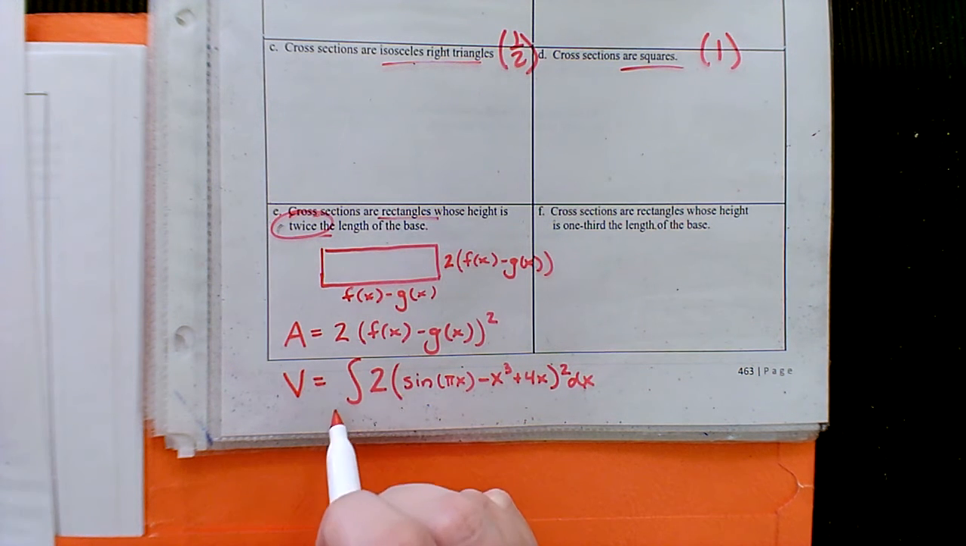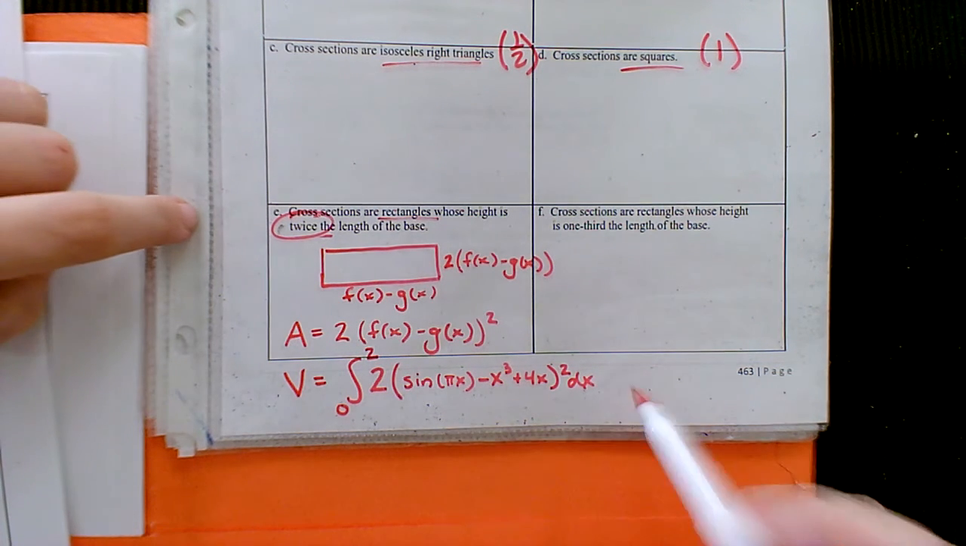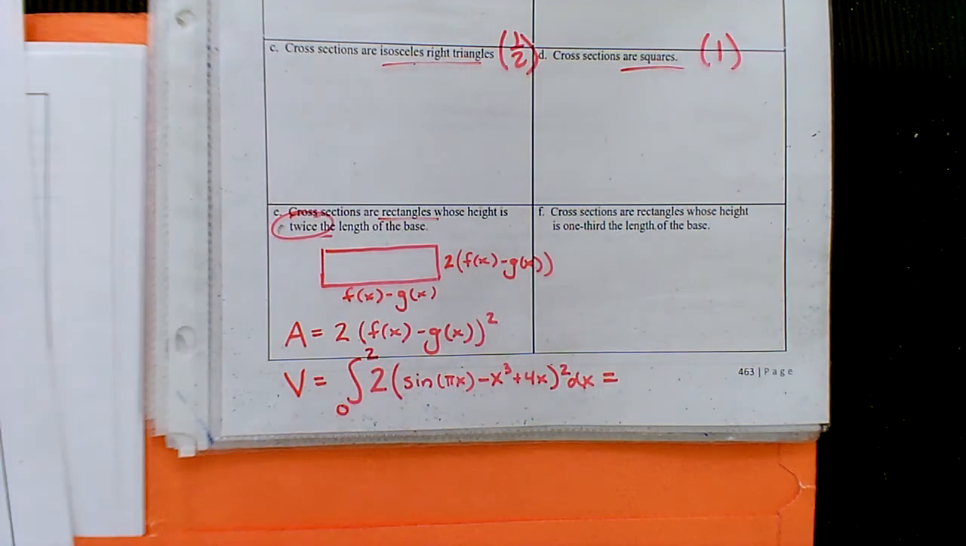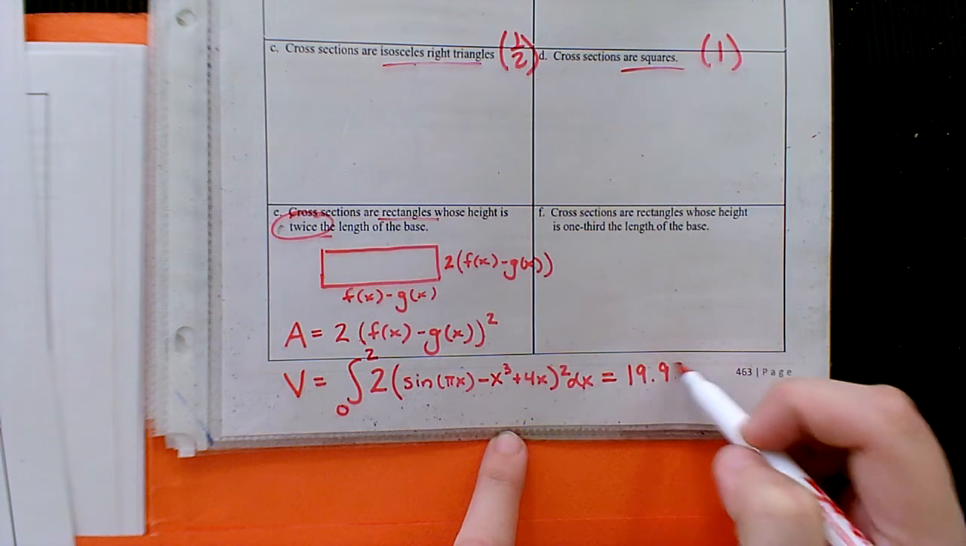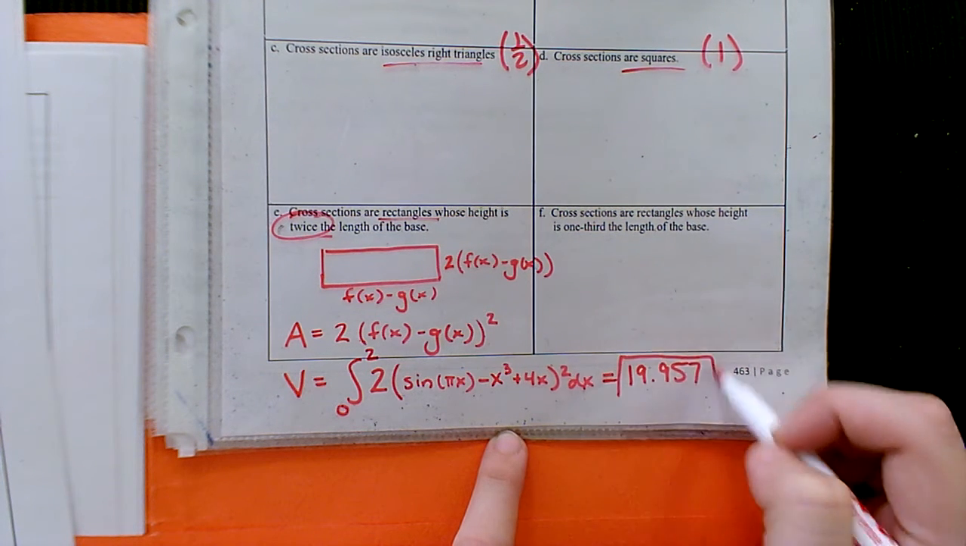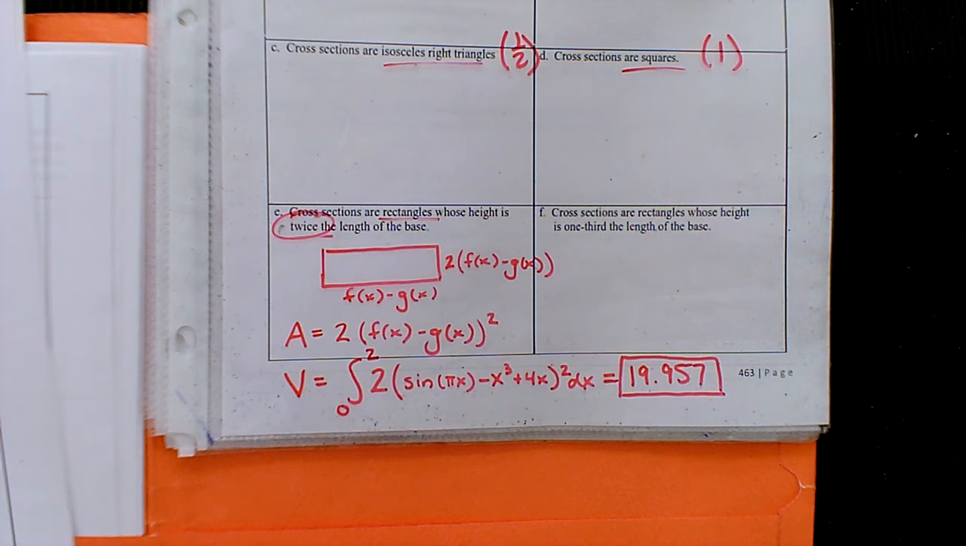For the region R at the top, we're going to have the bounds 0 to 2. That's where the region begins and ends. So from there, it's just some calculator work to help us figure out the volume of this solid. Did we get it? 19.957. Perfect.